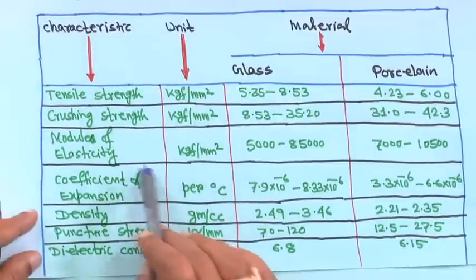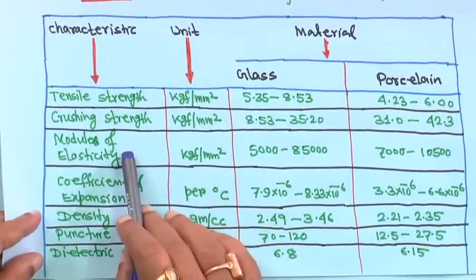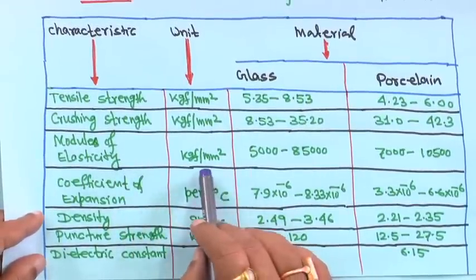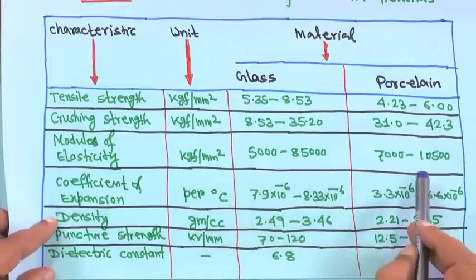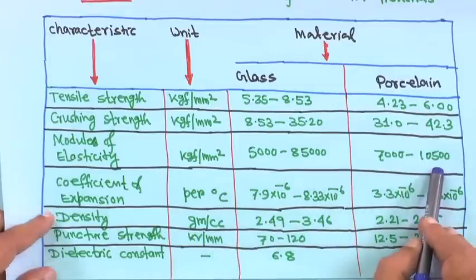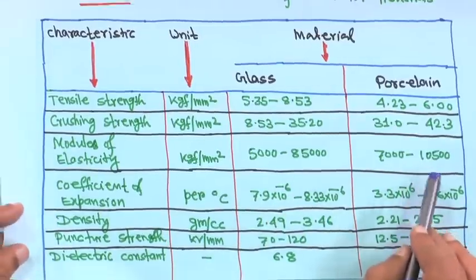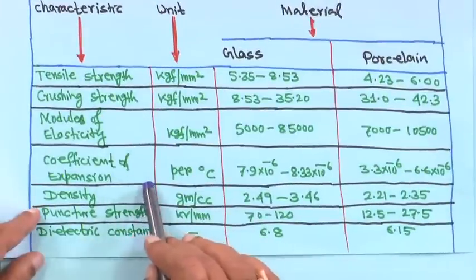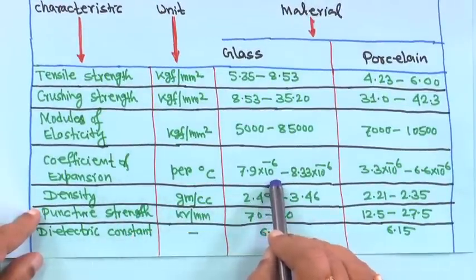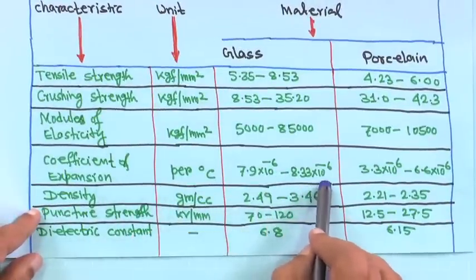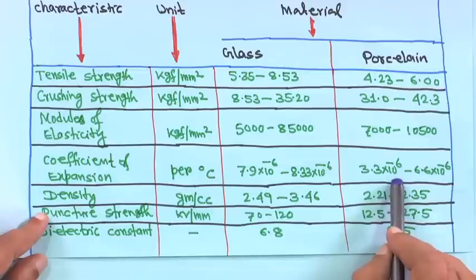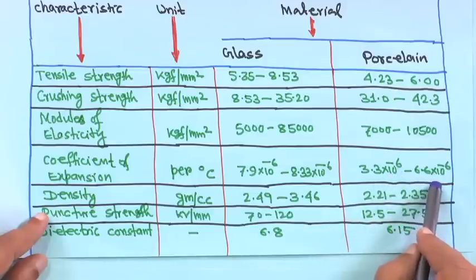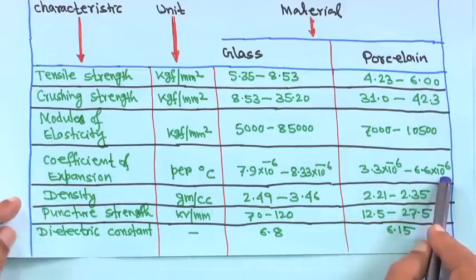Then modulus of elasticity, in kg per millimeter square, here it is 5000 to 8500 and here it is 7000 to 10500. So, the porcelain case is high. Coefficient of expansion, in this case it is 7.9 times 10 to the power minus 6 to 8.33 times 10 to the power minus 6, but in the case of porcelain it is 3.33 times 10 to the power minus 6 to 6.6 times 10 to the power minus 6.